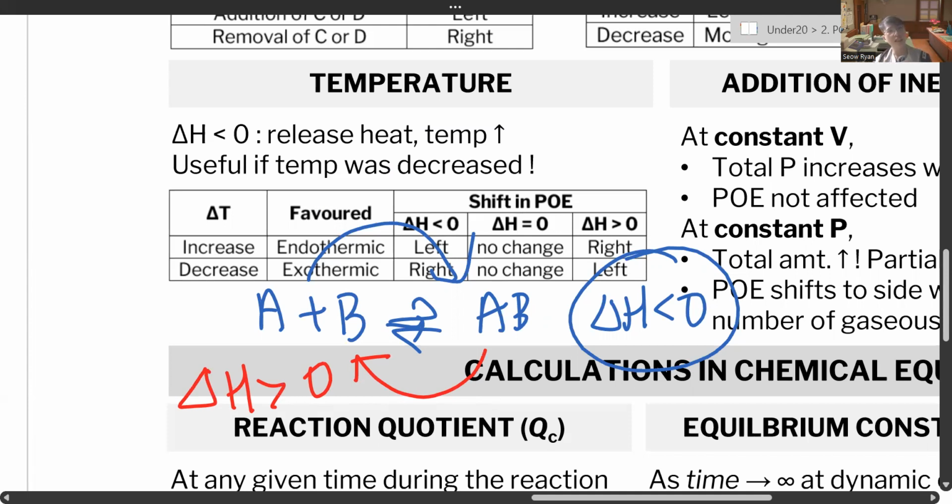So actually, it's up to you whether you want to describe it in terms of shifting left or right, or you want to say, oh, it favors the forward reaction or it favors the backward reaction. As long as there is some hint in your answer as to where the equation runs towards, right?